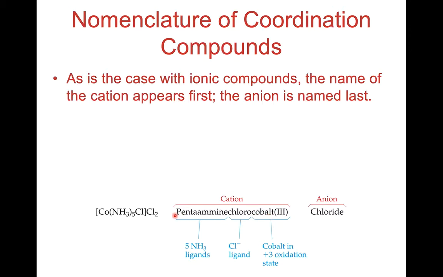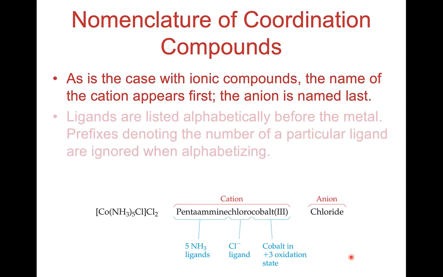Then we name the metal. So pentaamine, chloro, cobalt. We need to say what the charge is on the metal. We have a chloride, and a chloride. So this must be, for the whole thing to be neutral, cobalt 3, which we name in Roman numerals. So the cation is a complex cation, pentaamine, chloro, cobalt 3, space, and then we name the anion. The anion is a simple anion, chloride.